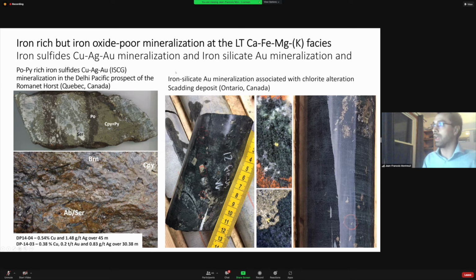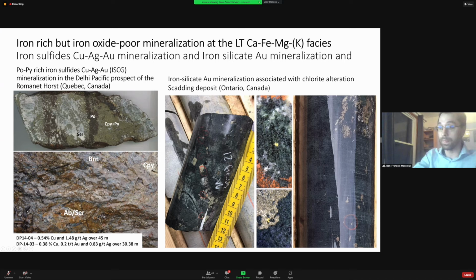And then another member, like Prominent Hill, is the iron oxide gold type. In the case of the Salobo deposit, what we are observing is that the gold mineralization is associated with strong iron silicate alteration, expressed in this case by chlorite with variable sulfide, and then gold mineralization is directly associated with the formation of that iron-rich chlorite.